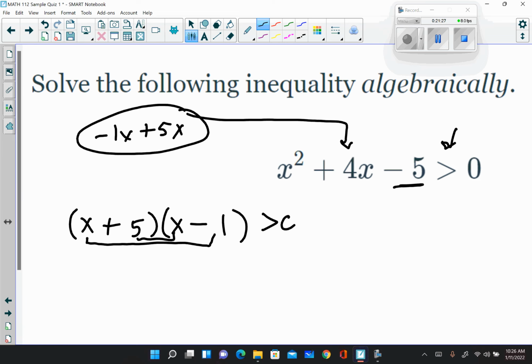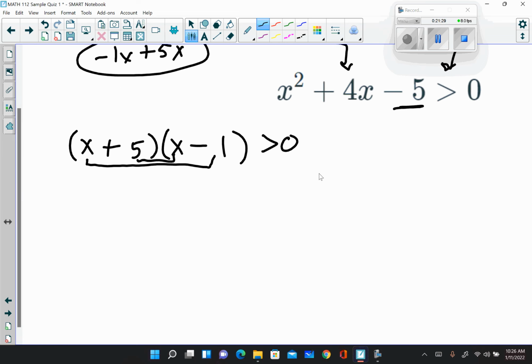To be greater than 0, well, the next thing we do is make a number line, and mark on the number line negative 5, because negative 5 will make this 0. Negative 5 plus 5 is 0. And also mark positive 1, because 1 minus 1 is 0.